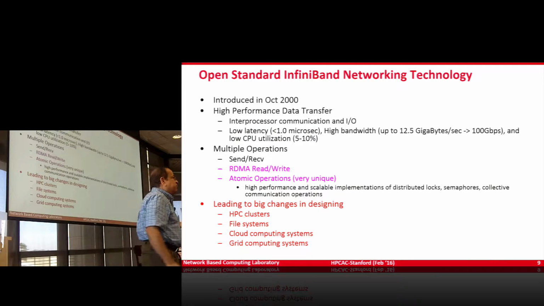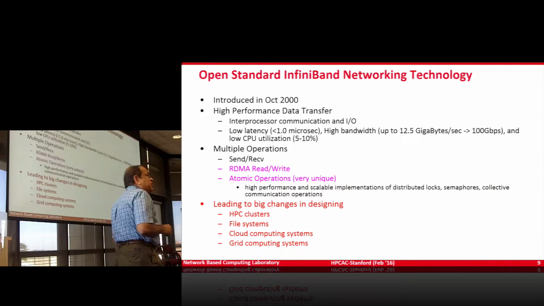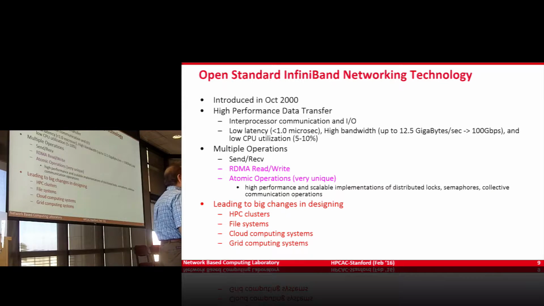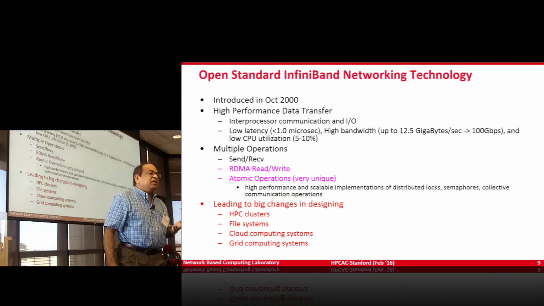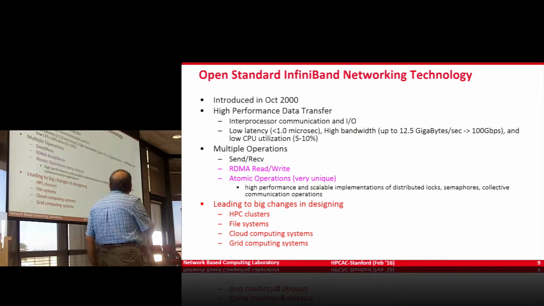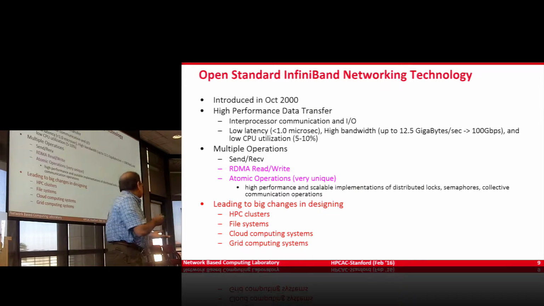Now almost everybody here knows about InfiniBand. The technology has been there for almost the last 16 years. And these days we are able to reach very good numbers. I showed some of these numbers yesterday: latency of 1 microsecond, bandwidth of almost 100 gigabits per second. And the third parameter, which we will also see, is low CPU utilization. Especially RDMA, the remote DMA technology, allows us to reduce the CPU overhead. That has led to different kinds of operations, RDMA read-write, atomic operations, and to big challenges in designing what we are seeing today: HPC clusters, file systems, cloud computing systems, grid computing systems, etc.